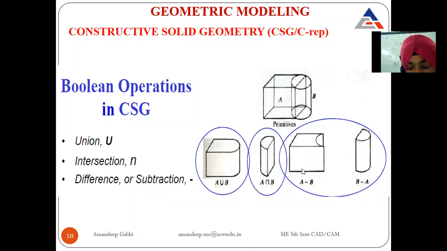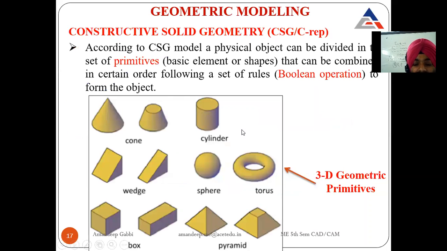So these are Boolean operations that are done to form different shapes joining your primitive shapes. All these shapes will come in the category of primitive shapes.